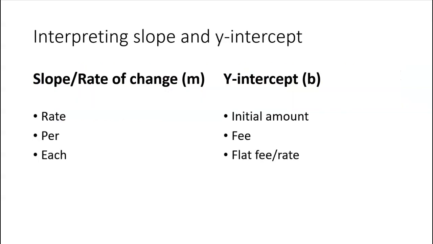So when we talk about real-world problems, there's some kind of slope words and y-intercept words. When we think about slope, we're talking about rate or per or each, like for each, per. These are the things that are changing at a constant rate. And for our y-intercept, we're talking about the flat fee, the initial amount, the initial height. We're talking about what's happening at the beginning.